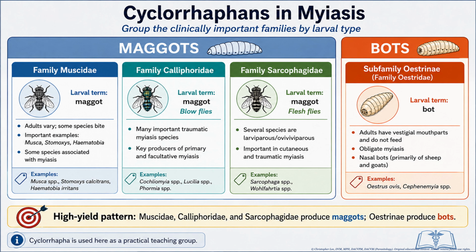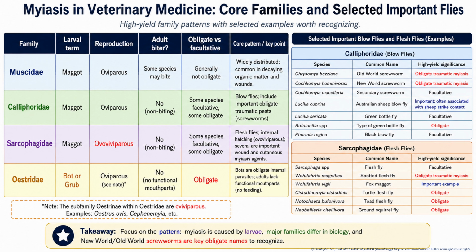In summary, Muscidae, Calliphoridae, and Sarcophagidae often give us maggot-associated myiasis. Oestrinae gives us bot-associated myiasis. When looking at these flies, always ask, is the larva an obligate parasite, or is it taking advantage of damaged or diseased tissue? This is another dense reference chart, so let's read it as a pattern.